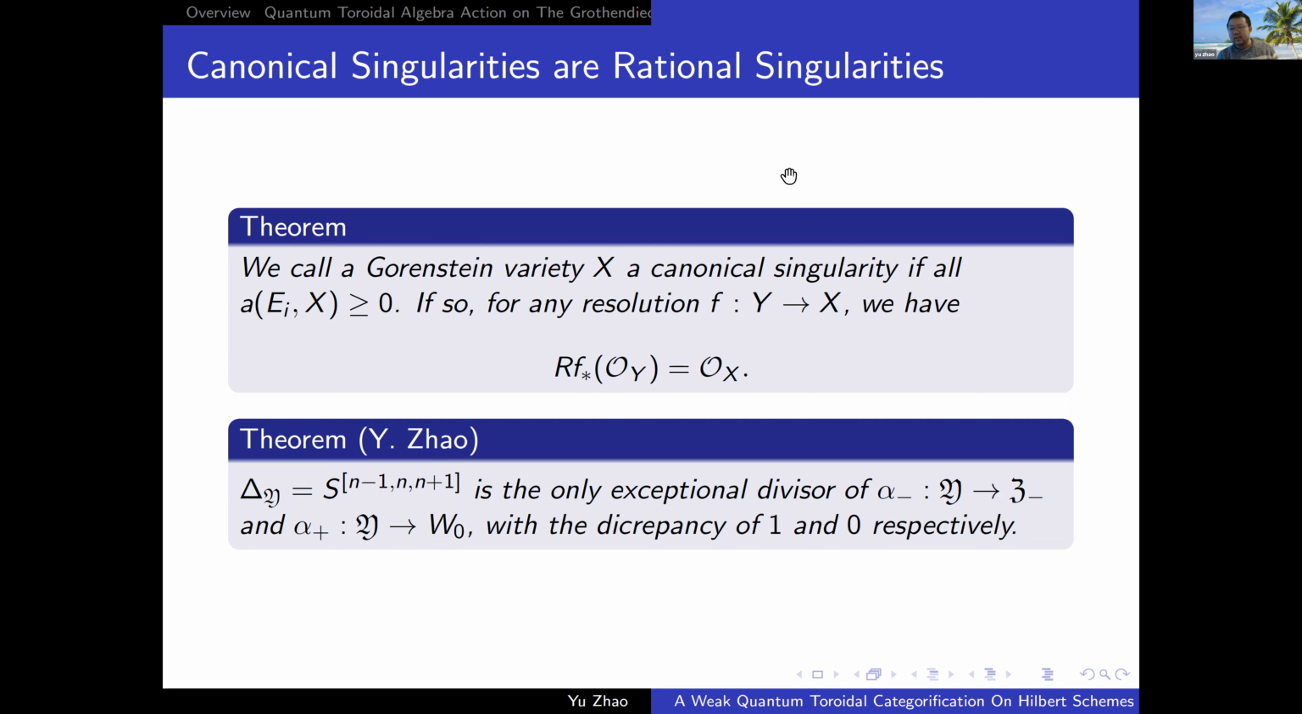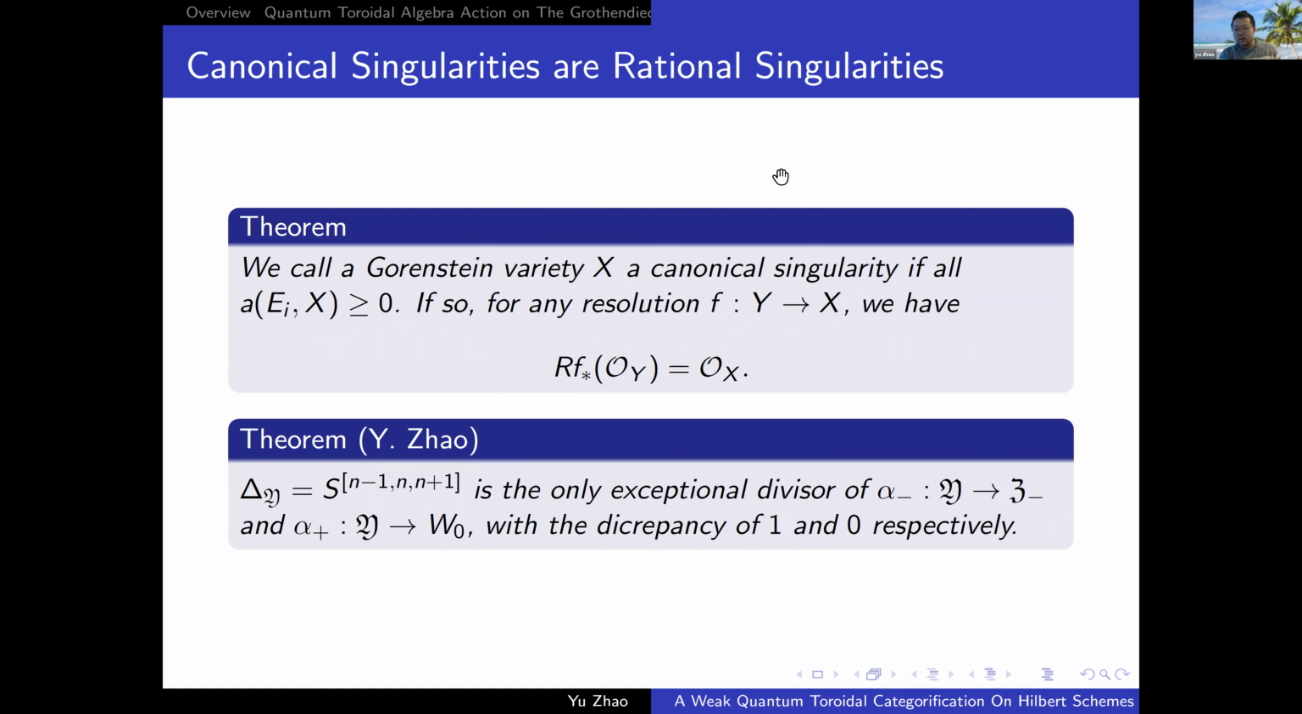The advantage of canonical singularity is that if it is a canonical singularity, then it is a rational singularity. So we could push forward the structure sheaf to the structure sheaf. And for the Gorenstein case, the other side is also true. If X is Gorenstein and it has rational singularities, actually it would be a canonical singularity. So the other side also holds.